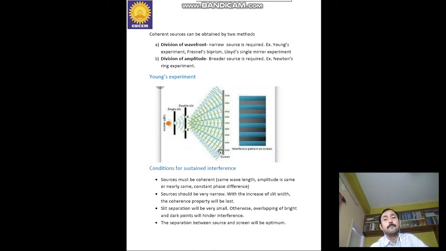Young's experiment, we already know from our class 12 syllabus, continuous crests and troughs are produced. When they meet in the same phase, they will produce bright spots. When they meet in opposite phase, suppose crest and trough, then it will produce a dark spot. When crest meets crest, then bright spot. So this is how the interference patterns form.